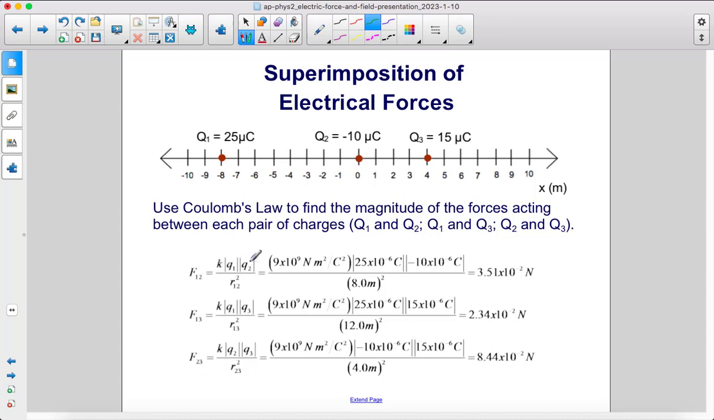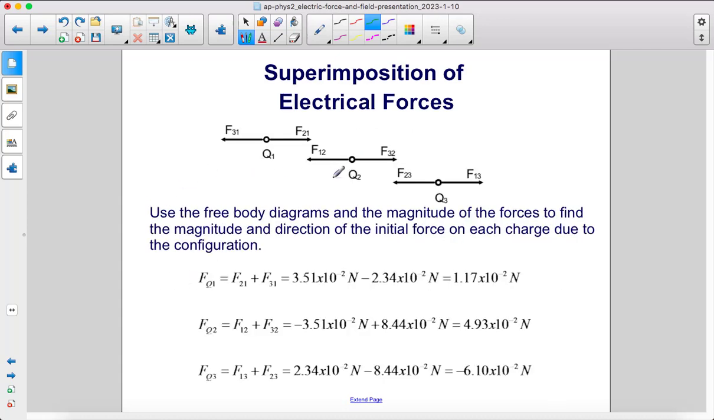So we have k Q1 Q2 over r squared, and make sure when you're plugging in numbers, you're plugging in the correct numbers. So here is where Q1 is, 25 microcoulombs, which is where we get that times 10 to the negative 6. Q2 is negative 10 microcoulombs. Now that negative sign won't matter because we're using the absolute values. This is just to find the amount of force, not the direction. And then make sure you use the correct distance. So the r value between 1 and 2 is 8. But see, each pair of charges is going to have a different distance. So when you do that, you get your 3 magnitudes of the forces.